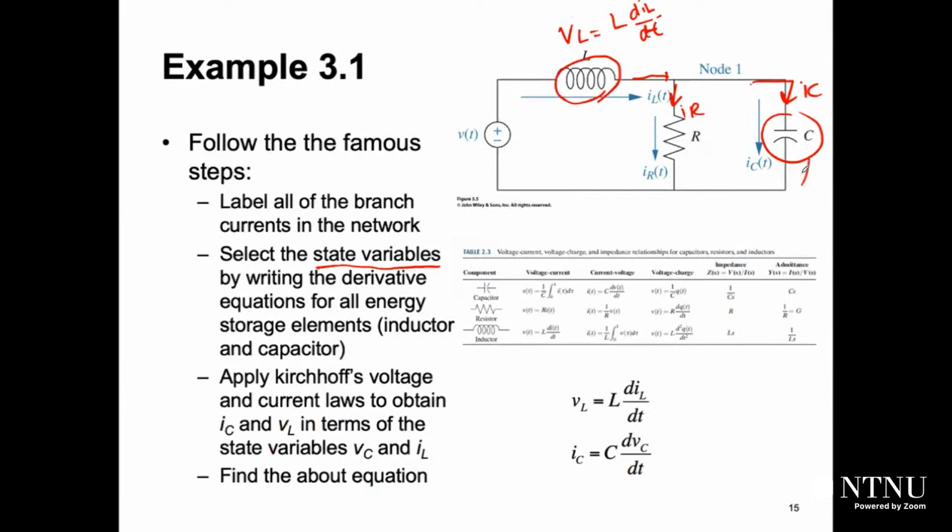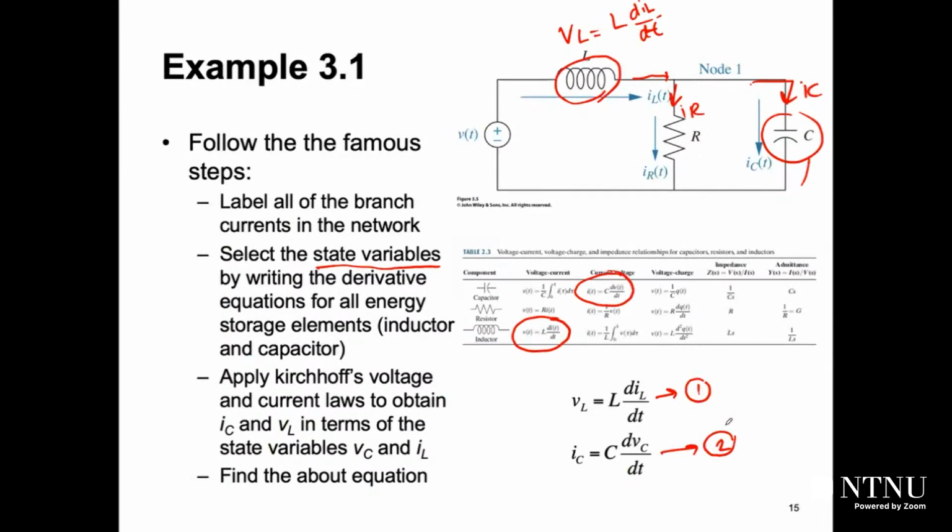And of course, IC, which is C dVC by dt, right? So we will go to this equation because it has di by dt, and then we will go to that part which has dVC by dt, right? So only those two from the table, because this is the only way to get x dot, because the state equation is a set of first order differential equations. So we will write VL, which will be L dIL by dt. This is the first state equation. And the second equation will be IC equal C dVC by dt, right? We will get those two equations.